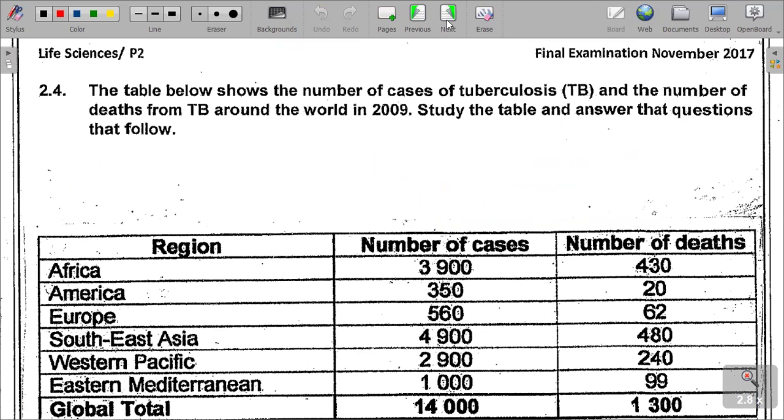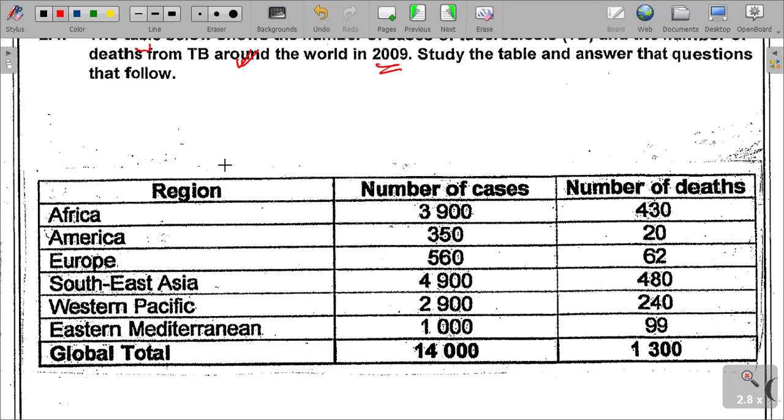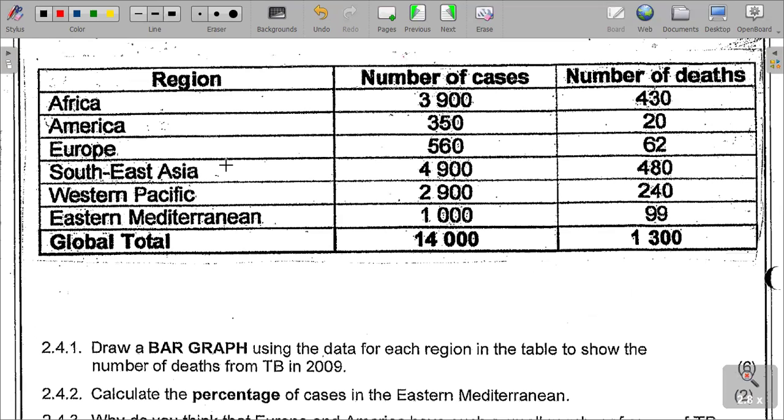The question shows the number of cases of TB and the number of deaths from TB around the world in 2009. Start the table and answer the questions that follow. We have got the region, number of cases, and number of deaths. So in this case, we have got Africa, Europe, Southeast Asia, Western Pacific, Mediterranean, and then the global totals.